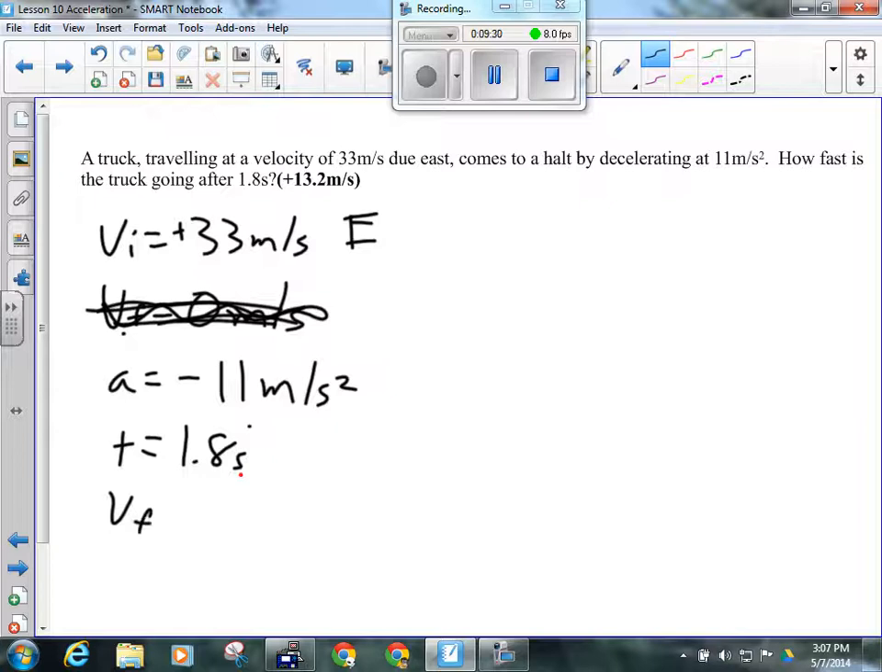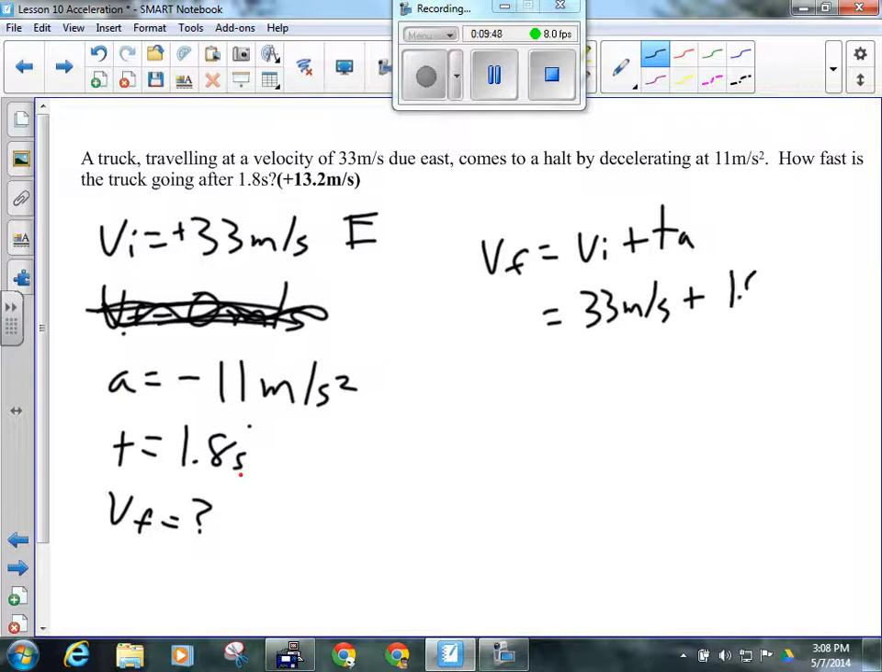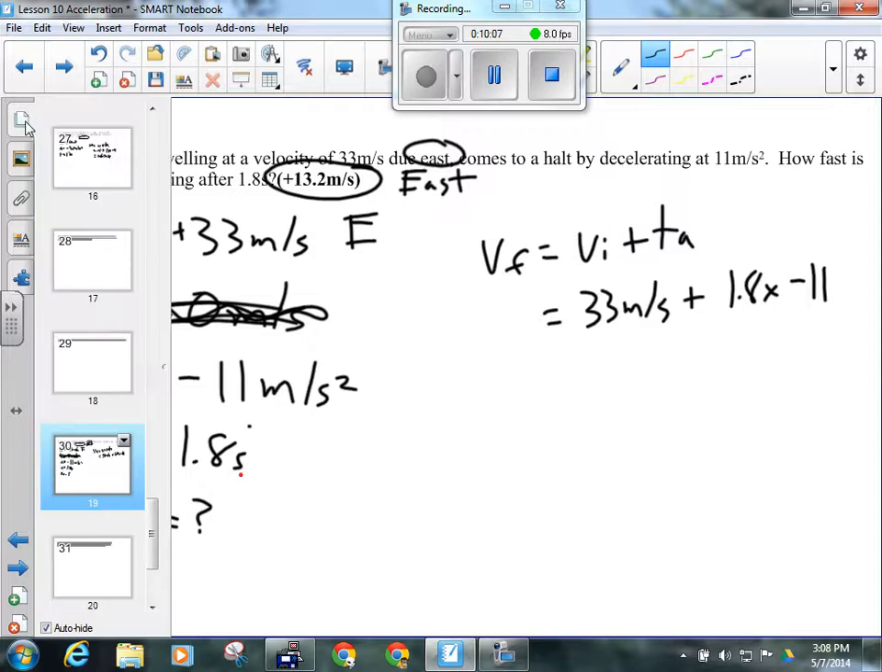So we're looking for VF. We don't know what it is because we're not talking about the whole trip. We're talking about only 1.8 seconds into it. So VF again will be VI plus T times A. So that'll be 33 meters per second east, plus 1.8 times -11. All right, and when we do that, we should get 13.2 meters per second, but that should be not positive, but east, because that's what they gave us in the question, east. All right, Kurt? 11? Yep.